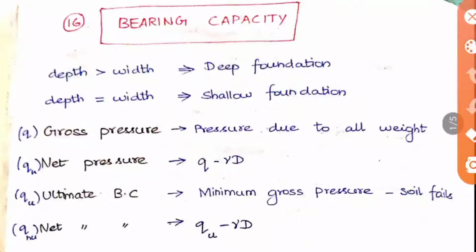Deep foundation means the depth is greater than the width, and shallow foundation means the depth is equal to the width, or the depth can be lesser than the width also. So these two cases are the deep foundation and shallow foundation. Normally in shallow foundation only the rotational bearing failure occurs.